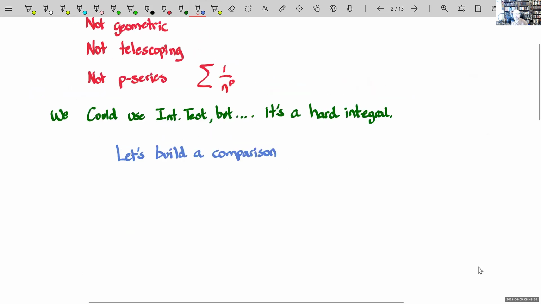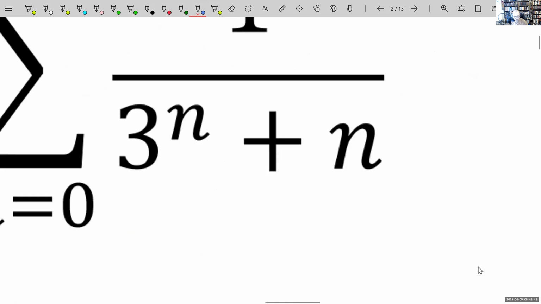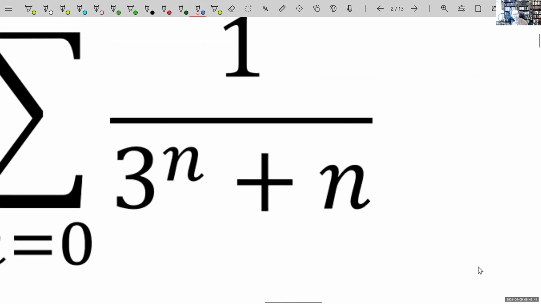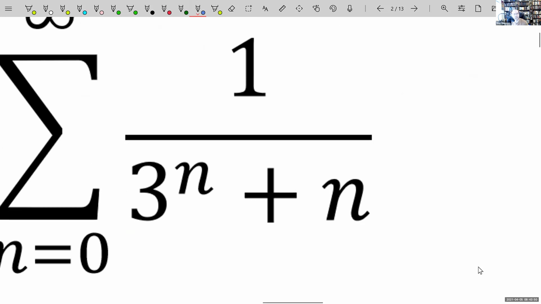Now, to build a comparison, my strong recommendation is to look for the most powerful term in both the numerator and the denominator. I've said that when we were doing the comparison test for integrals as well. So that should make sense.